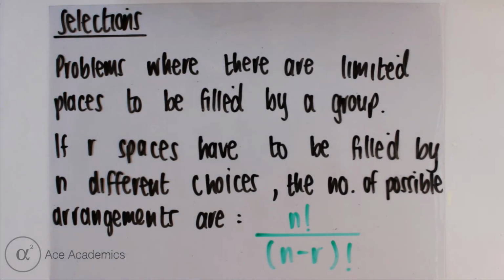Now, examples of this kind can be performed more simply using the next slide. When dealing with selections, there are a limited number of places to be filled by a group. Like in the previous example, if we have R spaces to be filled by n different choices, the number of possible arrangements that can be made are simply n factorial divided by n minus R factorial. Let's apply this in an example.